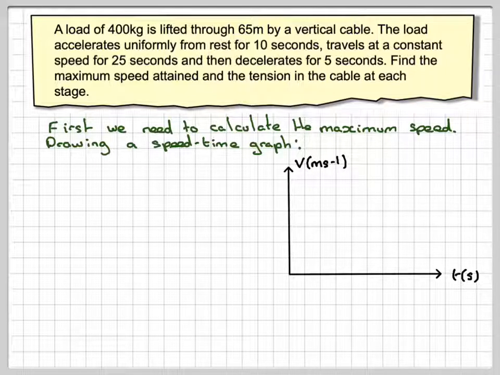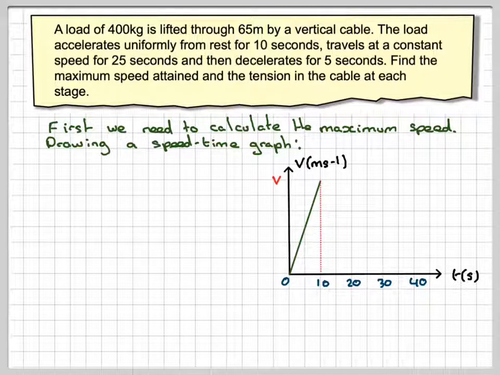Now, we are told that it accelerates uniformly for 10 seconds. Let's put some numbers on here. So, we've got 0, 10, 20, 30, 40. If we add 10 to 25, we get 35, plus 5, that gives me 40 seconds. And then it accelerates up for 10 seconds, so we just need to put a line up here somewhere, like that. We don't know what this value of v is, that's what we're going to calculate.